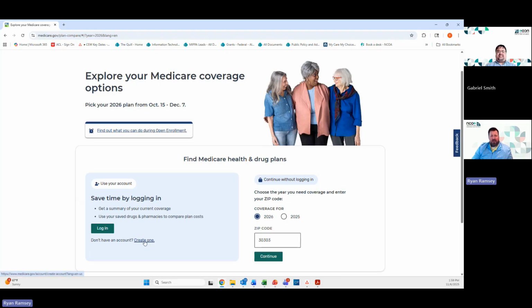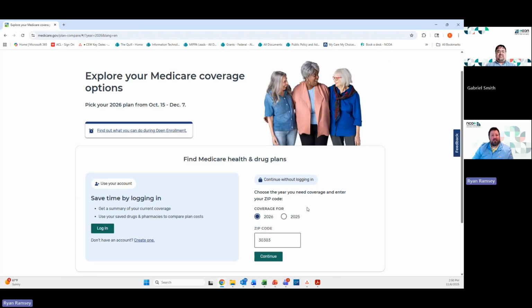I will let everybody know that as of September of 2025, you're now required to provide an email address when creating your Medicare.gov account for multi-factor authentication purposes. Anyone who has already created one was grandfathered in. However, if you're creating a new one, as of now, you do need to have an email address to be able to create that. So unfortunately, if you do not have an email address, you would not be able to create one at this time.